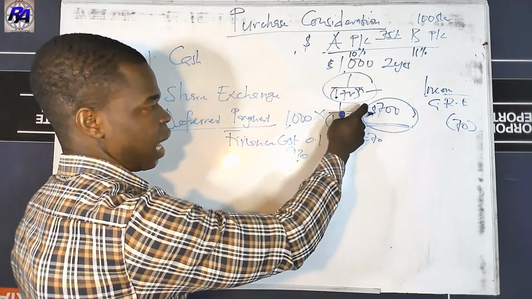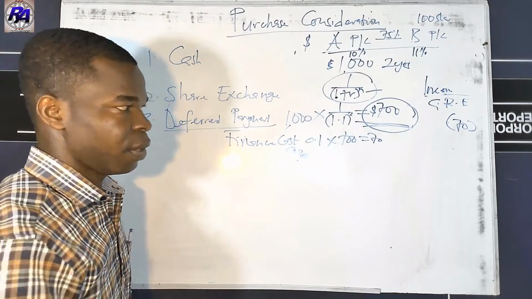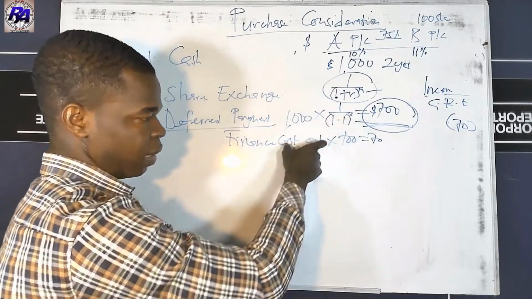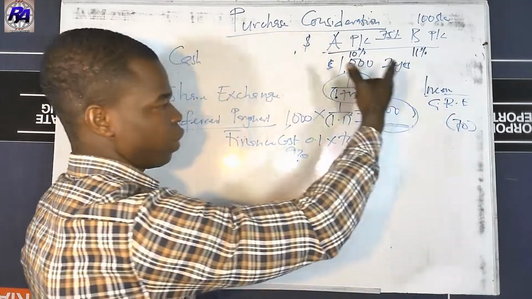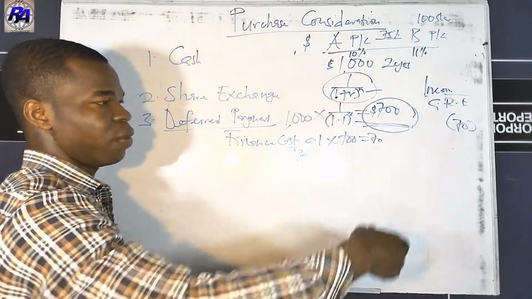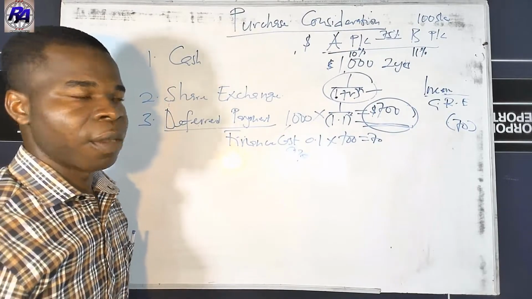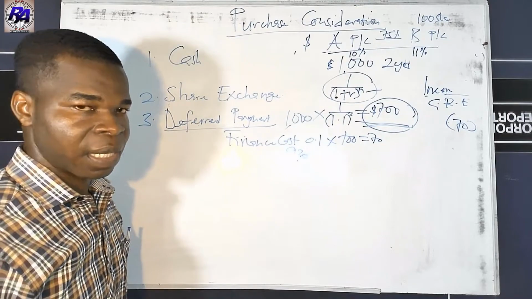Then this amount would have been paid at the end of the second year. This amount would have been paid because this is just the first year. Now, if you add this 70 to the amount you've gotten here, it should always give you the total amount of 1,000 at the end of the period.